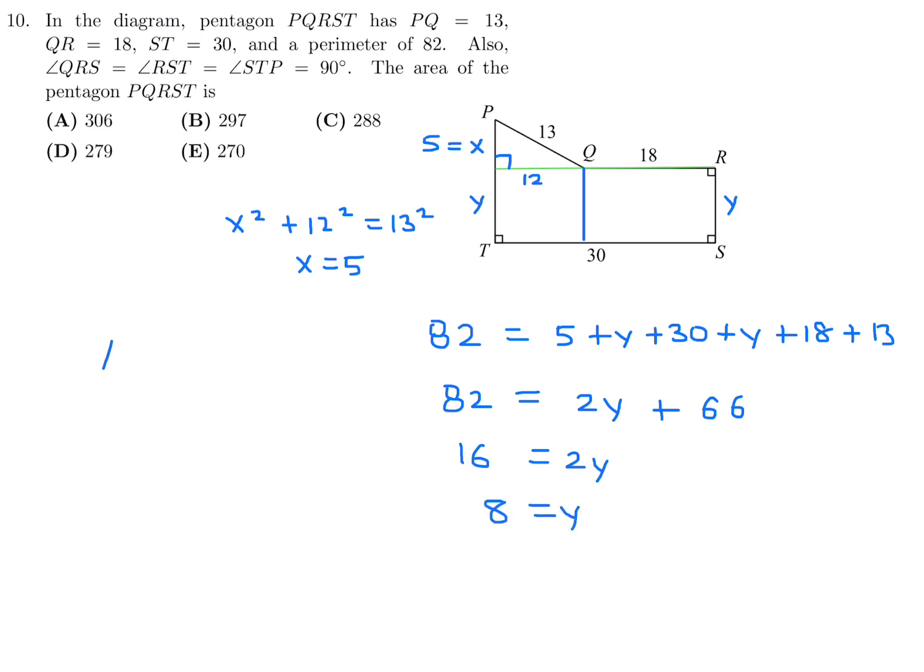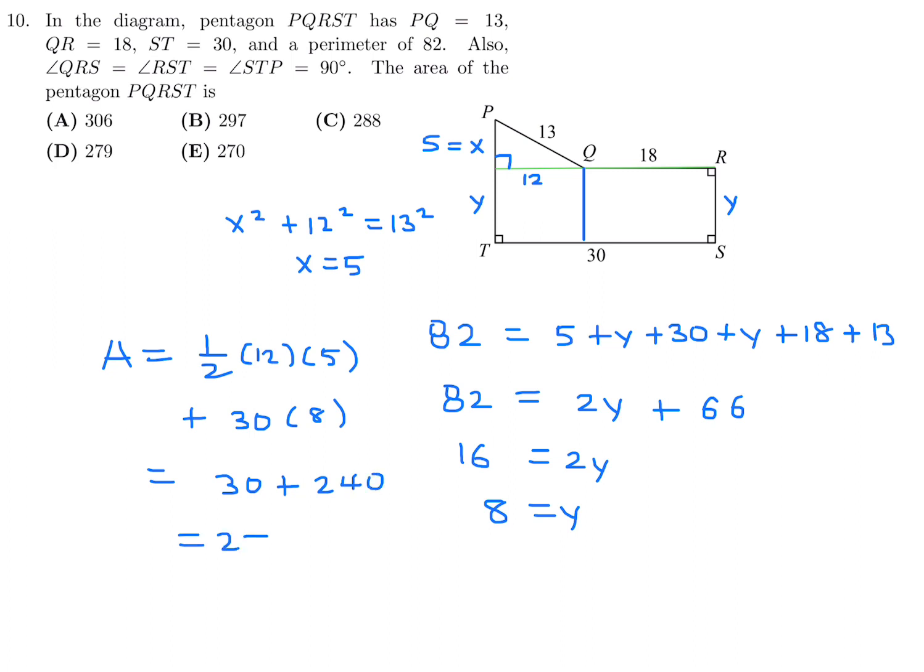All right, so now I can figure out the area. Area will be 1/2 base times height if I want to do that triangle. So 1/2 base times height, and then plus this rectangle right here. So that's just length times width, so that's 30 times y, which is 8. This becomes 6 times 5, 30, plus 30 times 8 is 240, and therefore that is 270. Number 10, the answer is E.